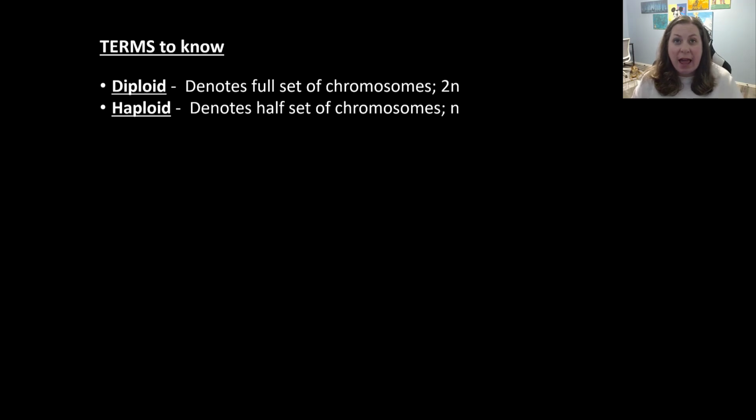Now, diploid and haploid is going to be different depending on what organism we're looking at. Like for corn, the diploid is 20 and the haploid is then 10. So it just depends on the organism, but these two terms are going to be important because they're going to play a role in how plants reproduce.